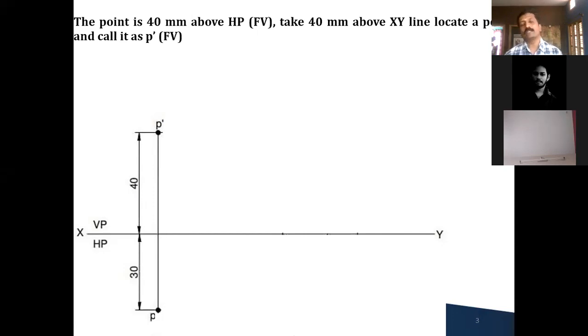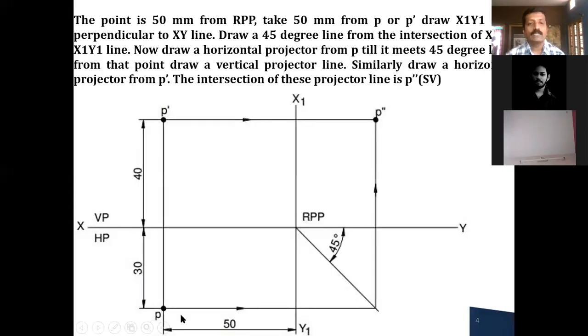Next, you read the third part of it. He says 50 millimeter from the right profile plane. So the right profile plane, I will always get on the right side of me, and the left profile plane I will get on the left side of me. So how to do that? The third one: you take 50 millimeter from either the P or P dash point, wherever you have marked here. So you take 50 millimeter to the right side of you. Why? Because it is the right profile plane. You take 50 millimeter and draw a vertical line perpendicular to the XY line.